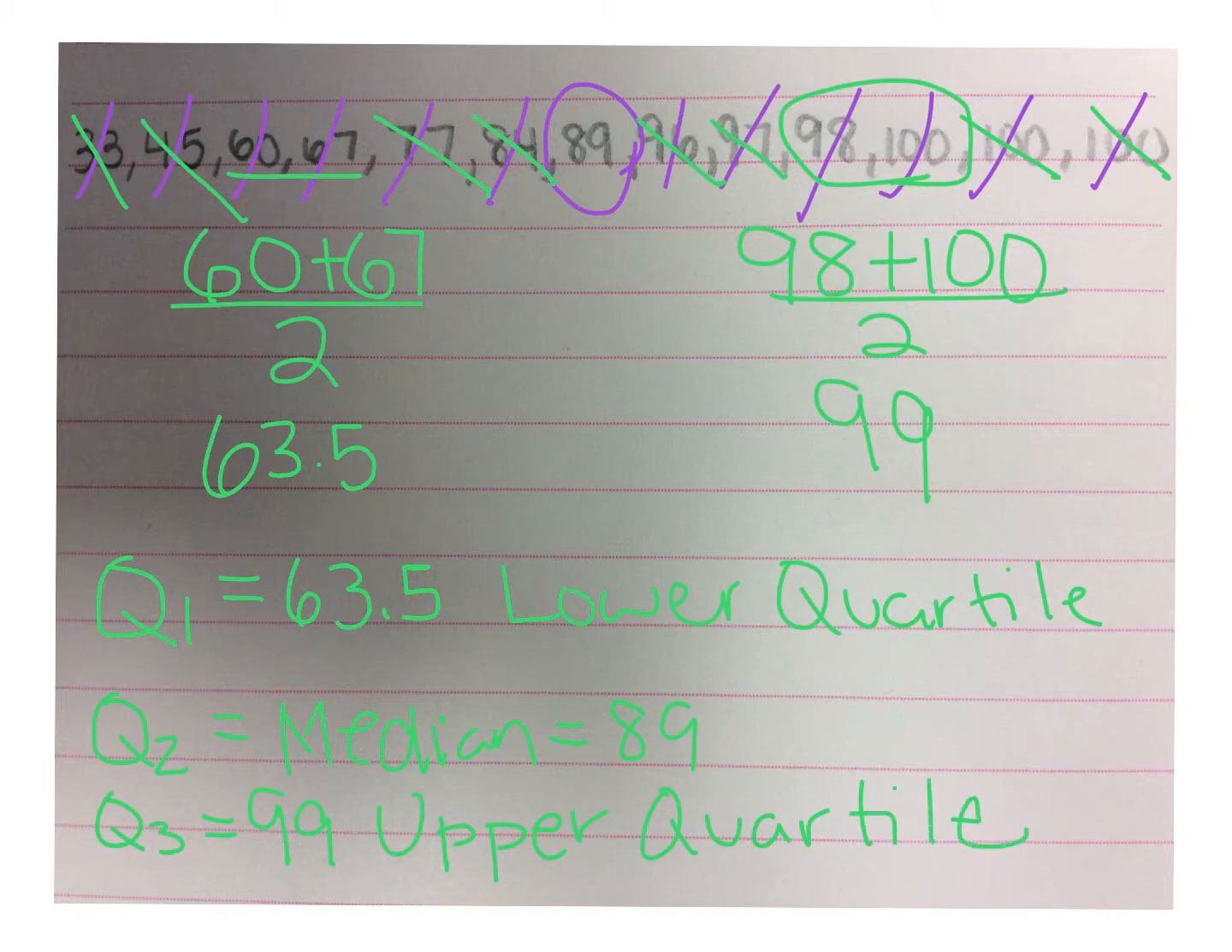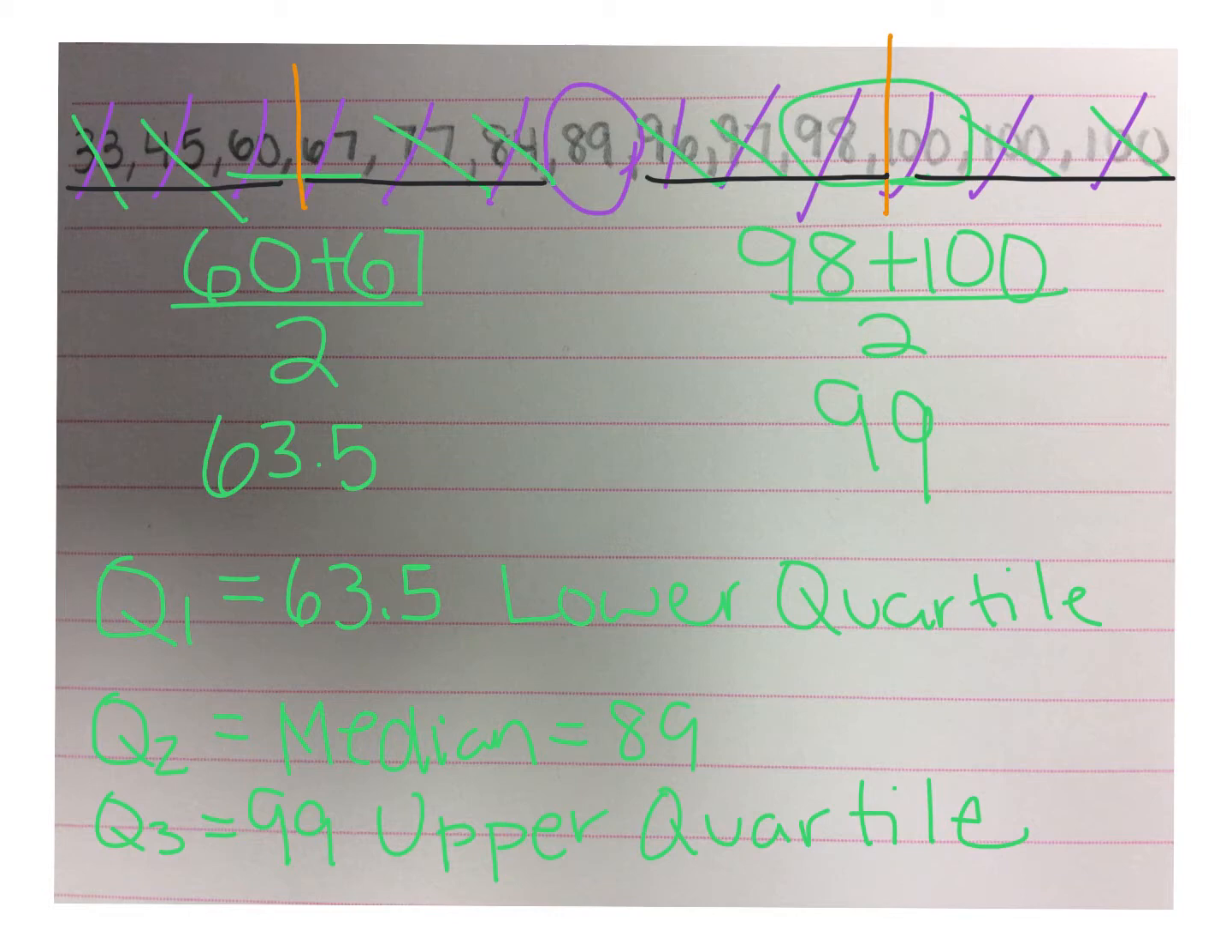So in this problem, these numbers divide our data set into 4 pieces. So our lower quartile will be between those two numbers, 60 and 67, and our upper would be between 98 and 100, which makes 33 to 60 the first quarter of data, 67 to 84 the second quarter of data, 96 to 98 the third quarter, and 100 through 100 the fourth quarter. So those are your 4 pieces of data.